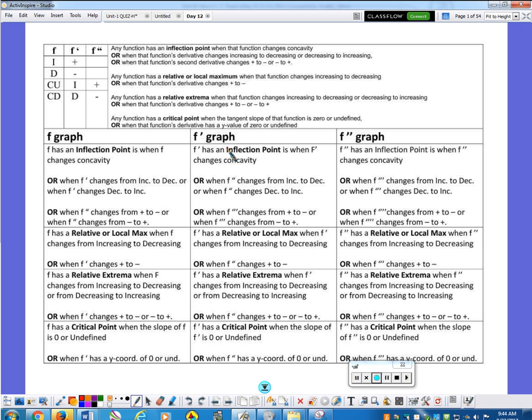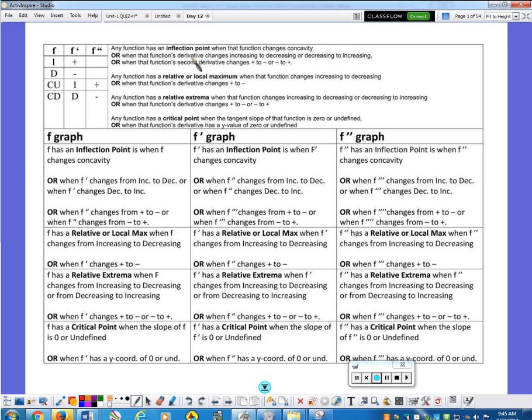Notice here it says, any function. Crucial that you get this. Any function. That means it could be f, or f prime, or f double prime, or whatever. Any function has an inflection point when that function changes concavity. That's the definition.